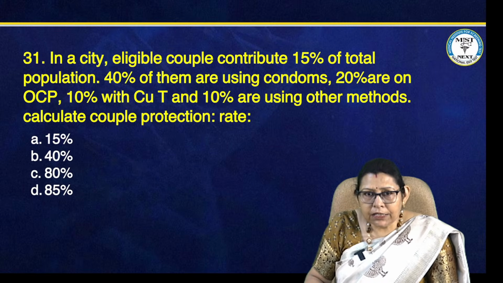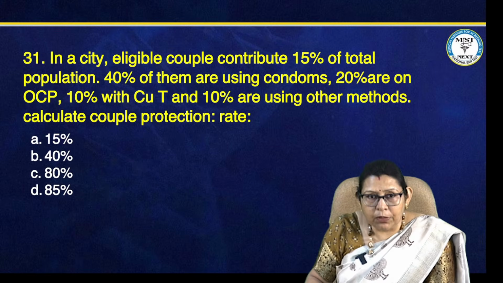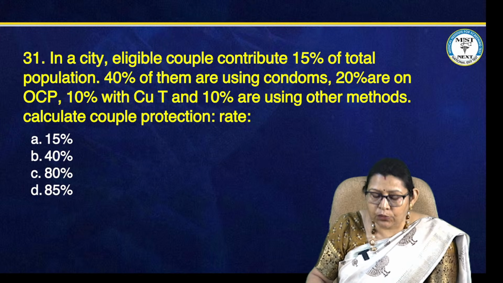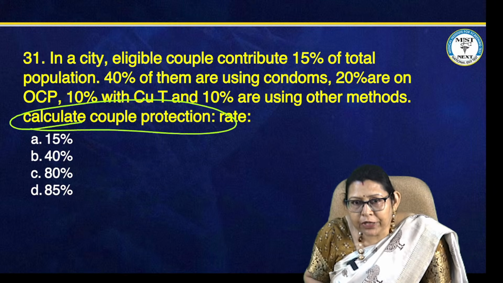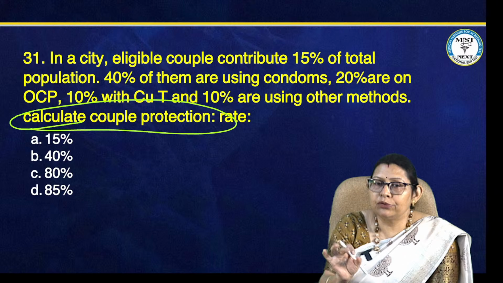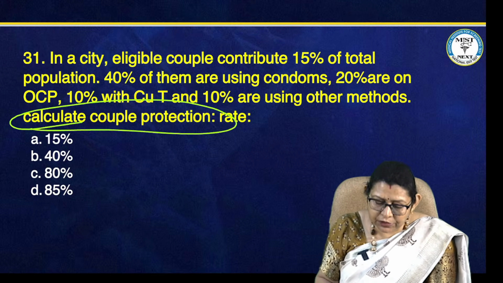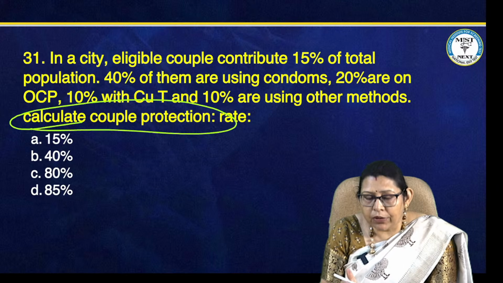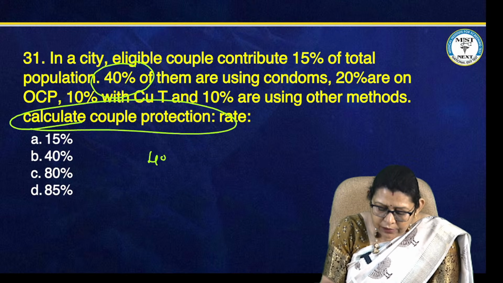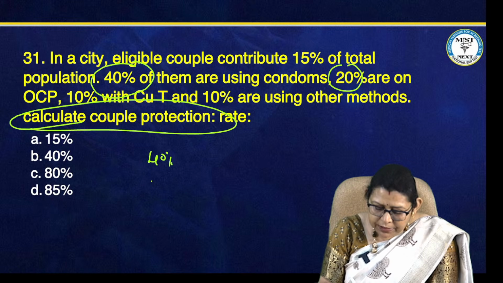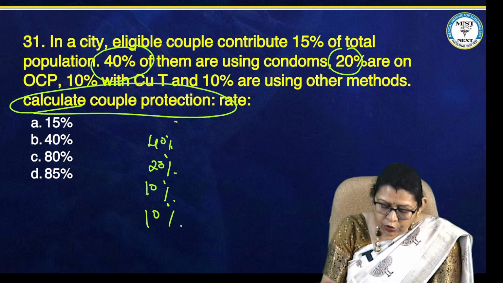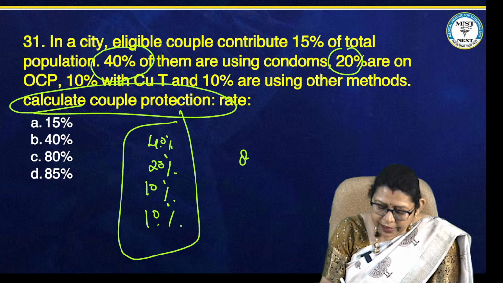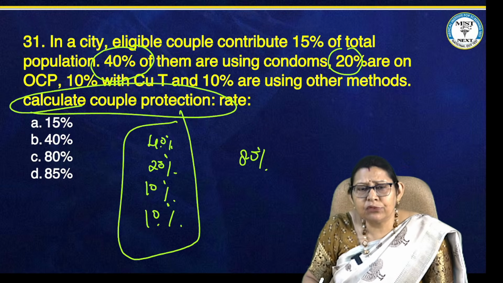In a city, eligible couples contribute 15% of the total population. 40% of these are using the condom. So what they are trying to ask is the couple protection rate. Couple protection rate means the percentage of the eligible couples who are using contraceptives. You should know the definition. Now how many couples are using contraceptives? 40% are using condoms, 20% are using OCPs, 10% are using copper T, and 10% are using other methods. So how many percent are using? 60, 70 and 80. So 80% of the eligible couples are using the different methods.